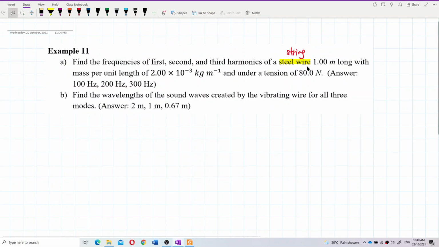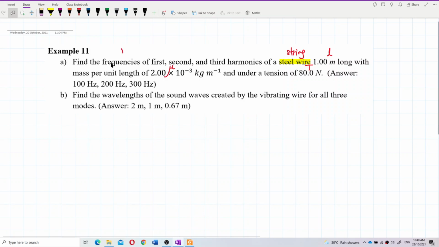And then he gives you the length. Here you see 1 meter long, so already in SI unit, meter. Okay, good. And then he gives you the mass per unit length, which is mu, already in SI unit, kilogram per meter. That's good, so you don't need to change the unit anymore. And then under the tension, this is the tension T, Newton, SI unit. Okay, so he asked to find what?